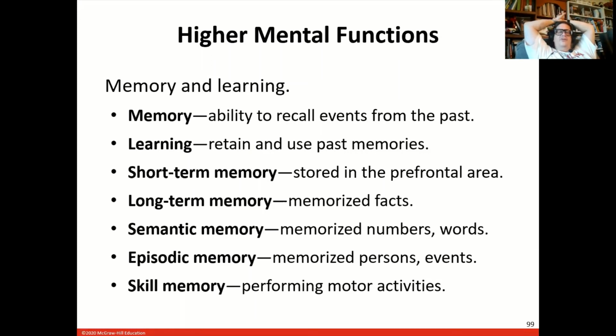Short-term memory is prefrontal area. You can remember 3 to 5 things in short-term memory. Sorry, 3 to 7. And that's things like remembering a phone number that you looked up. Long-term memory is something you've memorized that you keep in your brain. Kind of like for me when I said, oh, the cribriform plate of the ethmoid bone.